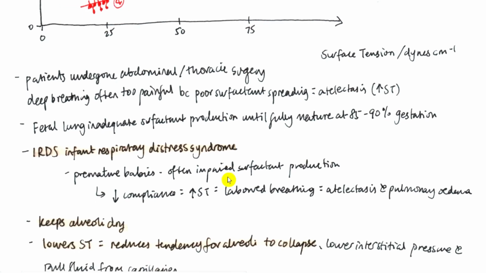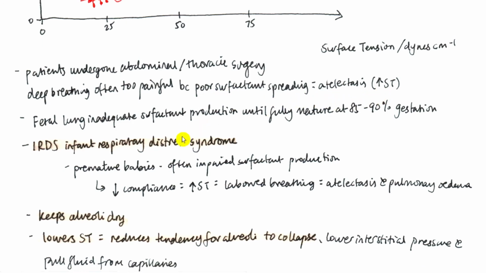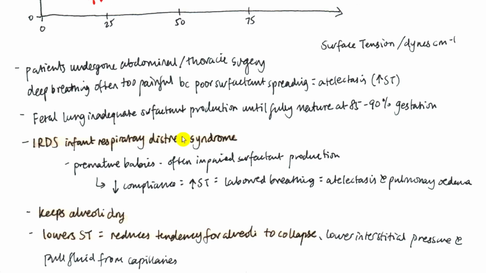So patients that have undergone abdominal or thoracic surgery often find that deep breathing is too painful because poor surfactant spreading causes atelectasis because of the increased surface tension. So their alveoli tend to collapse.